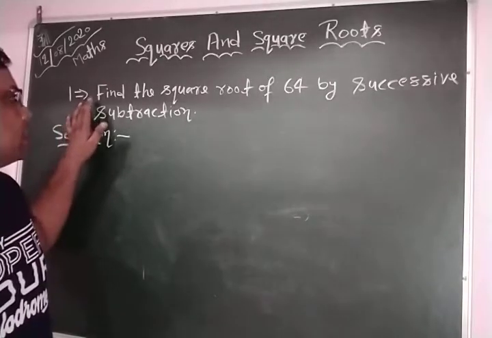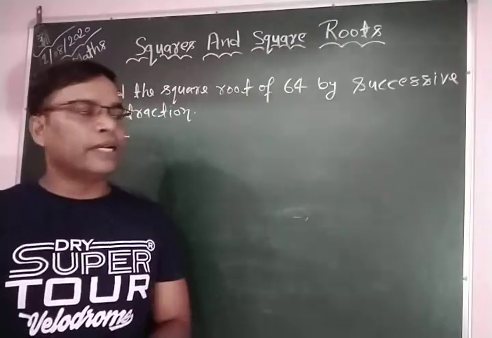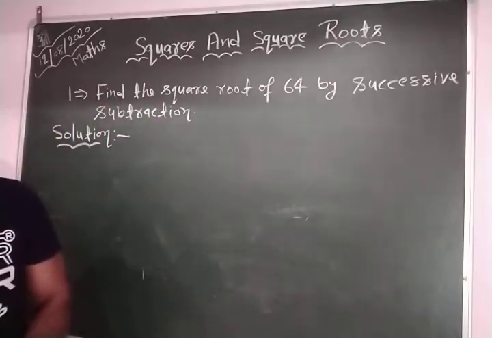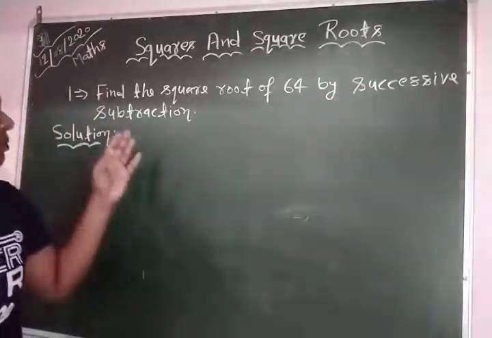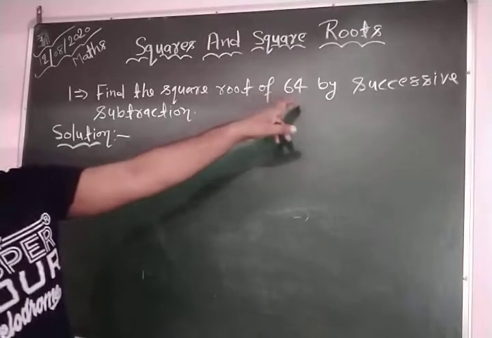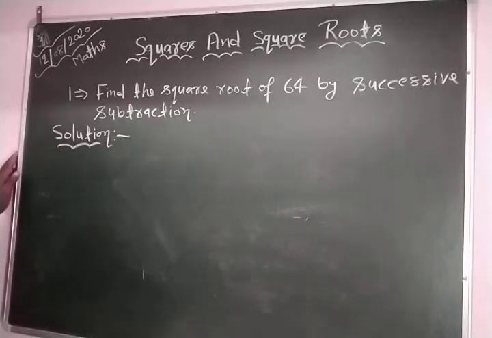This is the first example. Find the square root of 64 by successive subtraction. This is also called finding the square root through repeated subtraction. Successive subtraction and repeated subtraction are the same. Okay, so here the given number is 64.